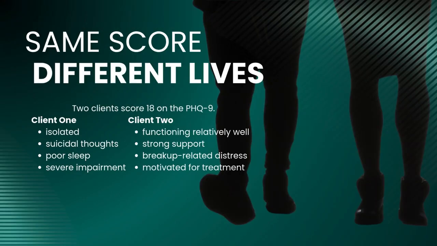So let's make it clinical. Imagine two clients both score an 18 on the PHQ-9 depression screening. Technically, both would fall in the moderately severe depression range, but their actual presentation may look completely different. Client 1 might be missing work, feeling socially isolated, having active suicidal thoughts, poor sleep, and no support system. Client 2 might be functioning relatively well, strong family support, symptoms connected to a recent breakup, engaged in therapy, and motivated for treatment. Same score, different clinical picture.